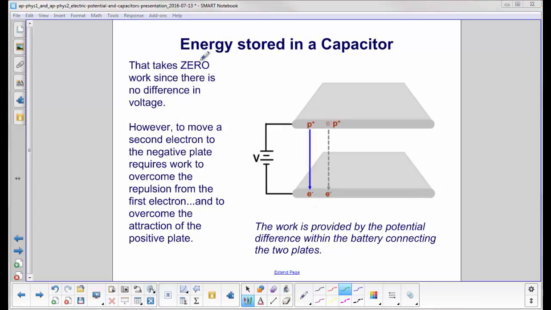Moving the first electron takes 0 work because in the beginning both plates were at the same voltage, they were neutral. And voltage is related to potential energy, which is then related to work. So if you have 0 voltage, 0 energy difference, you need no work to move the electron. However, once this first electron is here, if I want to move another electron, this electron is going to feel a repulsive force from the electron already there. So you need work to overcome that repulsion. That work is provided by the battery. This will provide the energy you need to move the next electron to overcome the repulsion of the first one.